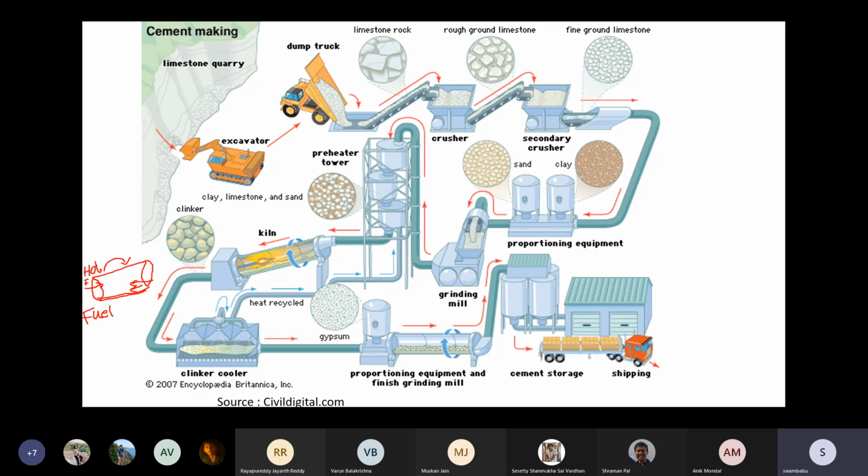Upon burning the fuel, you will get gases that create a lot of heat. Whatever heat is produced with the help of the fuel and air combustion will be utilized for heating the particles to temperatures higher than 1000 degrees centigrade.